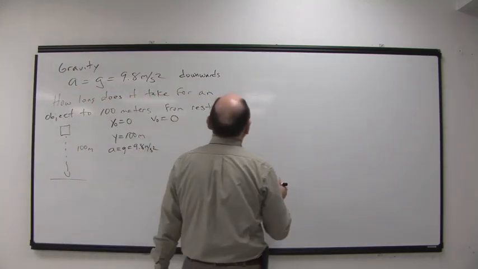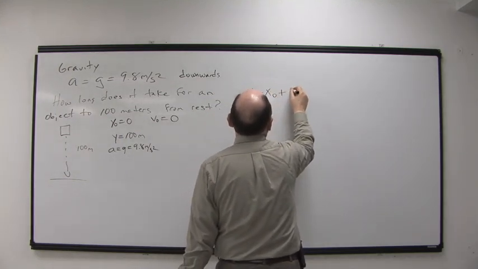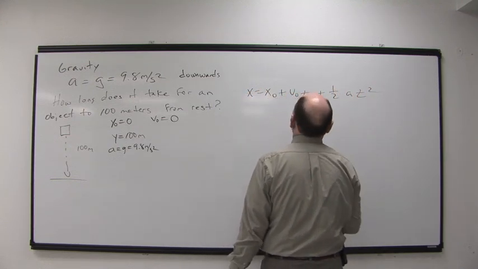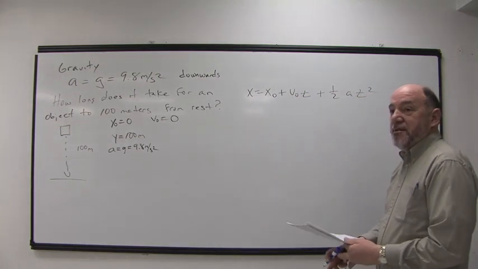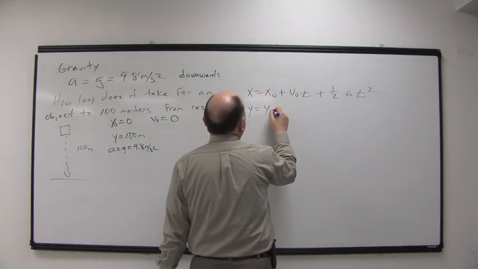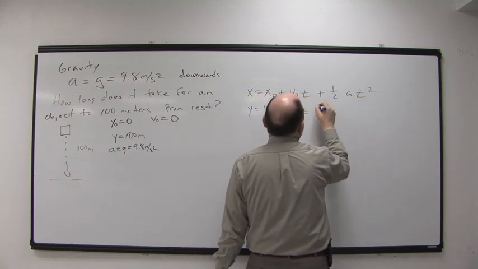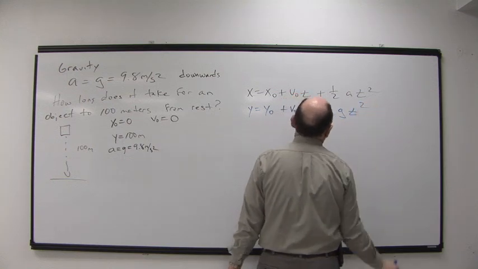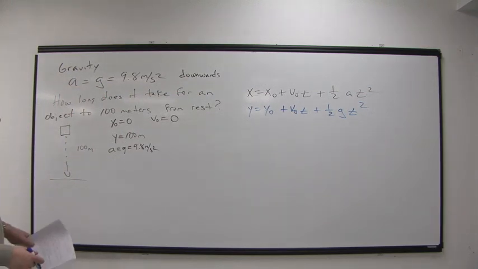We have the equation from earlier, which was x equals x naught plus v naught t plus 1/2 a t squared. I can take that same equation and rewrite it in terms of y's. If I do that, we just get y equals y naught plus v naught t plus 1/2 g t squared. Okay. Same equation, just in terms of y's.